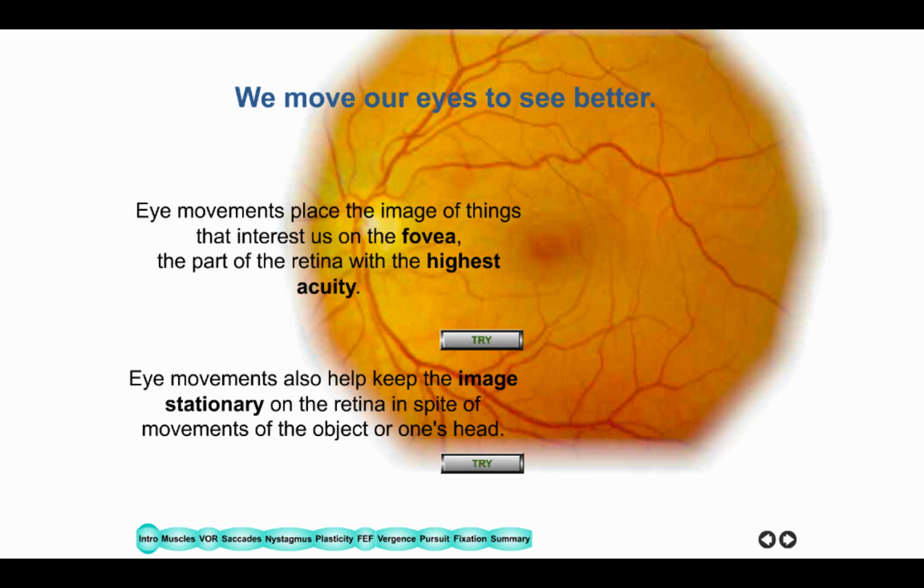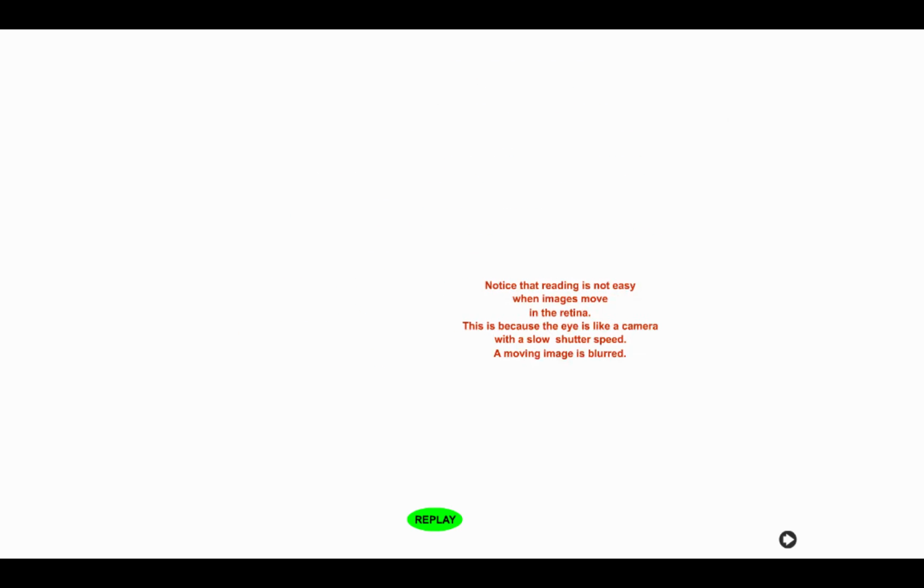The next thing it does is, if the image moves, or your head moves, it stabilizes the image. So again, you notice how hard it is to read this, right? While it's moving. When it's stopped, it's pretty clear. But again, if it starts moving, the image is unreadable.